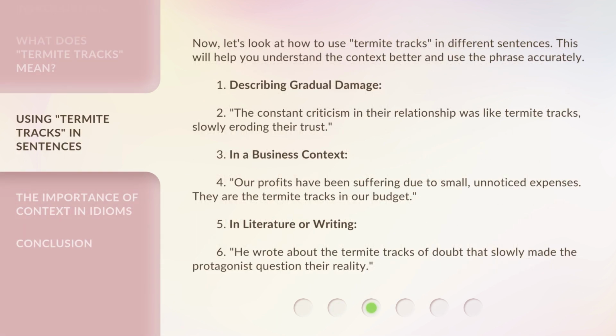Now, let's look at how to use termite tracks in different sentences. This will help you understand the context better and use the phrase accurately. 1. Describing gradual damage. 2. The constant criticism in their relationship was like termite tracks, slowly eroding their trust. 3. In a business context. 4. Our profits have been suffering due to small, unnoticed expenses. They are the termite tracks in our budget. 5. In literature or writing. 6. He wrote about the termite tracks of doubt that slowly made the protagonist question their reality.